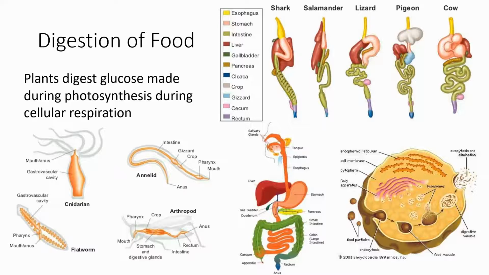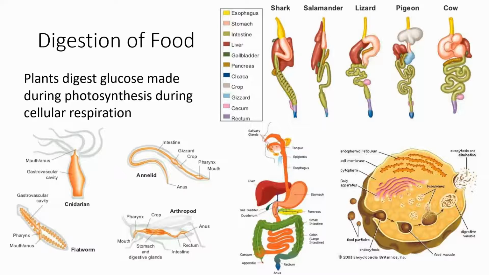So there are two major types of digestive systems. One type is a single opening where you have a mouth-anus combo and you have some sort of stomach cavity. So everything comes in and goes out through the same hole. Kind of nasty, but those are mostly just invertebrates.